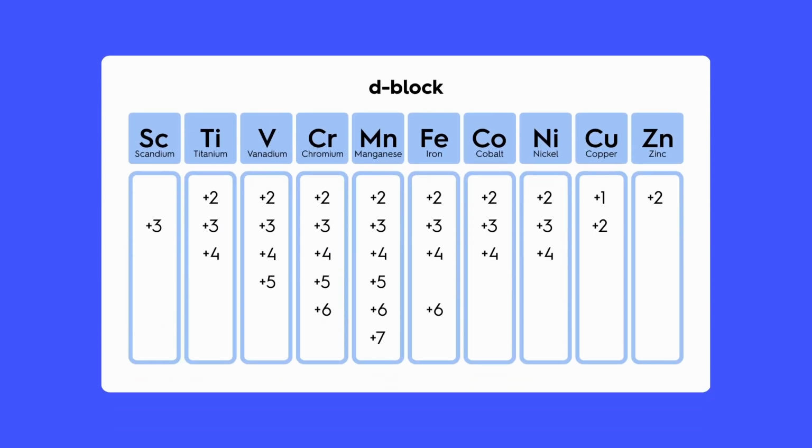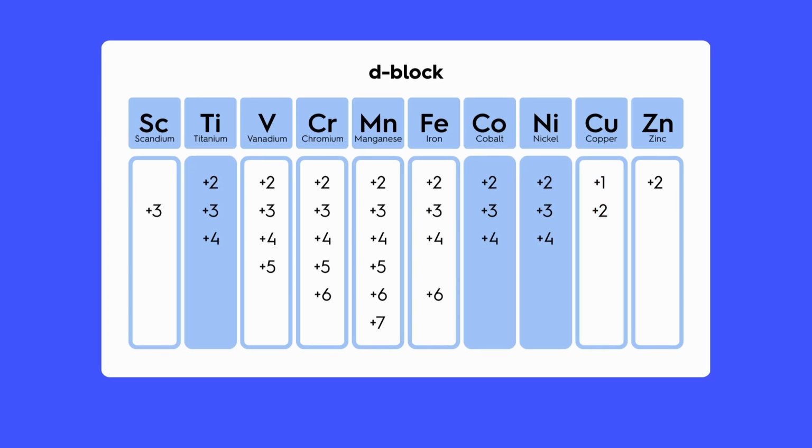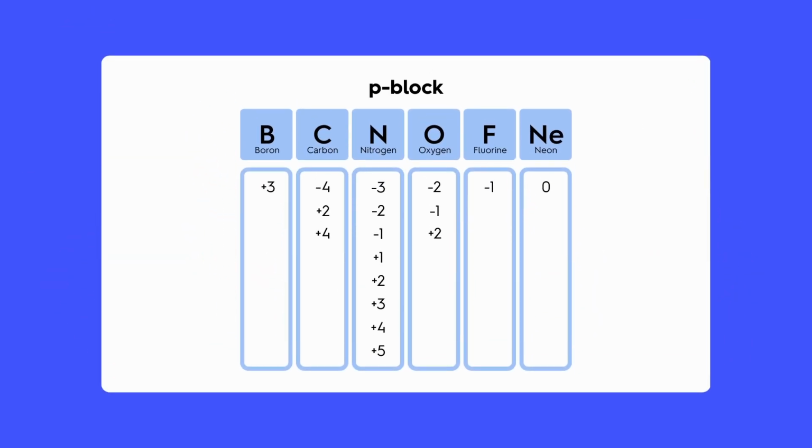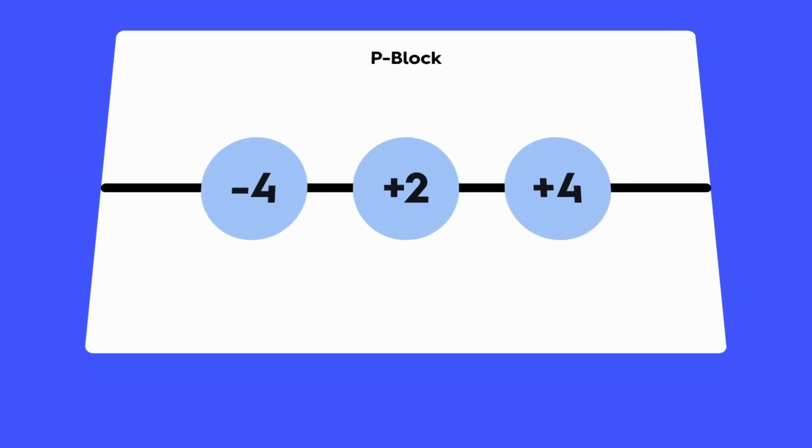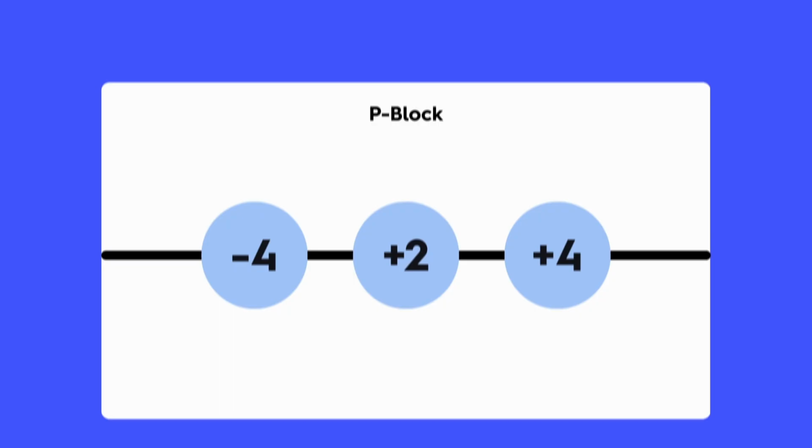Another contrast. Transition metals often differ by 1 unit between common oxidation states, like +1 and +2 for copper, or +2, +3, +4 for some others. In many P-block groups, common oxidation states are spaced by 2 more often.